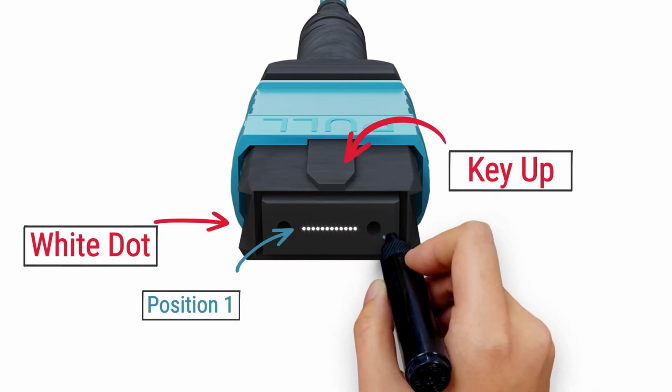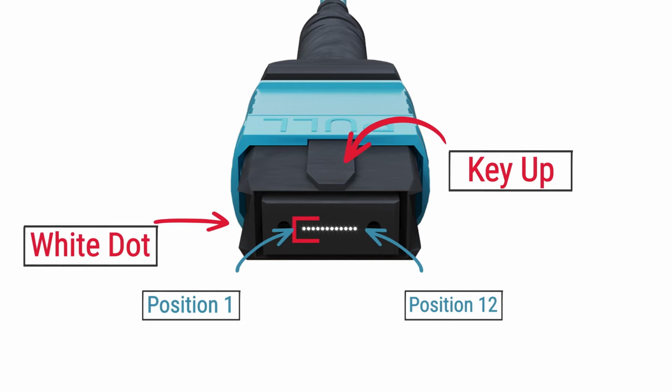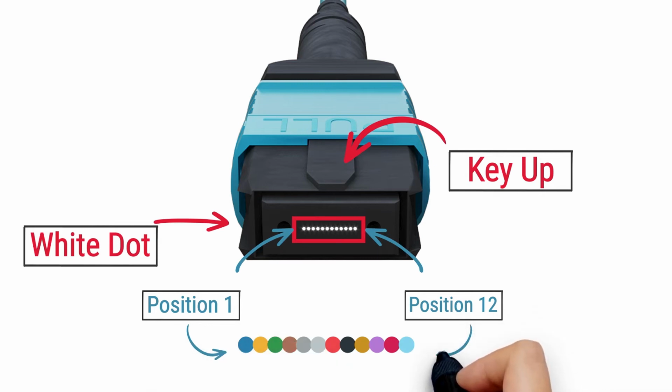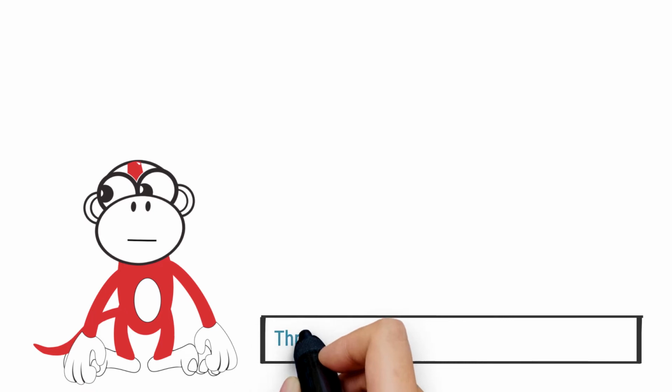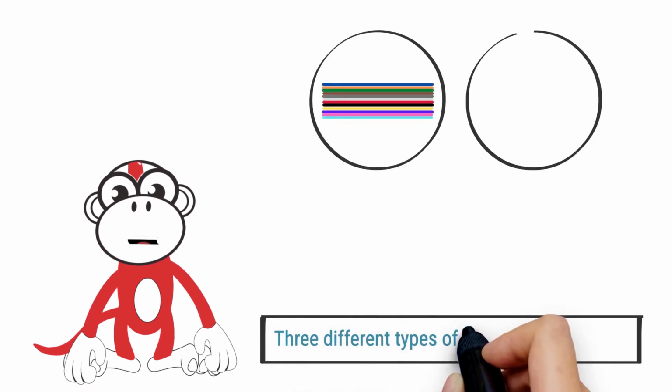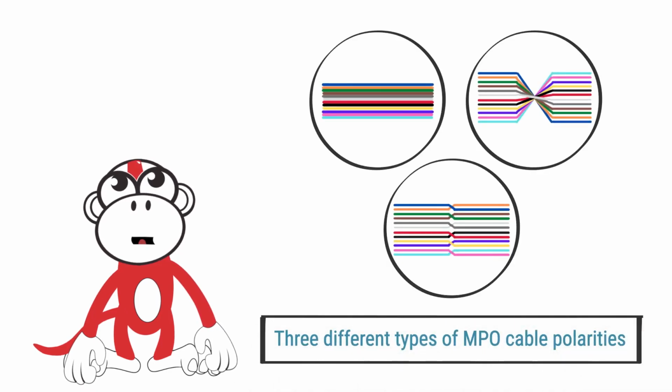So in this configuration, the fiber positions go in order from left to right, starting with position 1 on the left-hand side and ending in position 12 on the right-hand side. Starting with this configuration in mind, let's jump into three different types of MPO cable polarities to learn more.